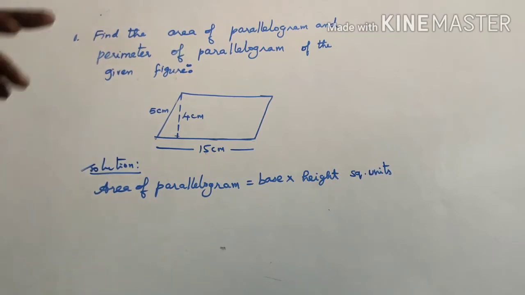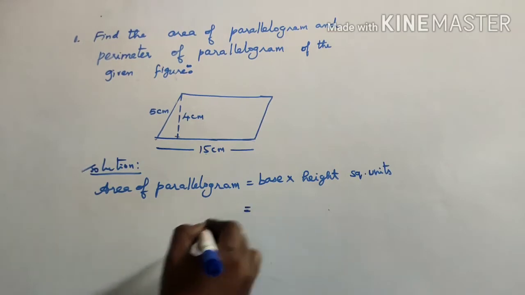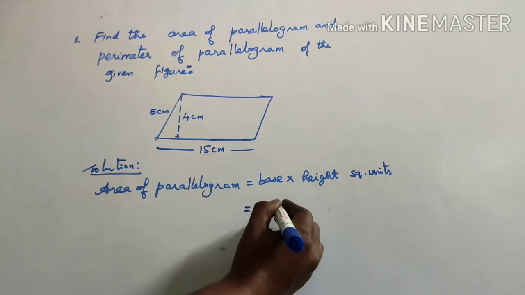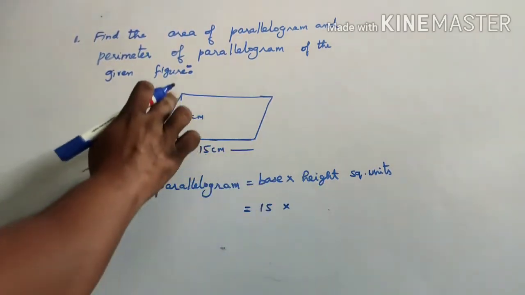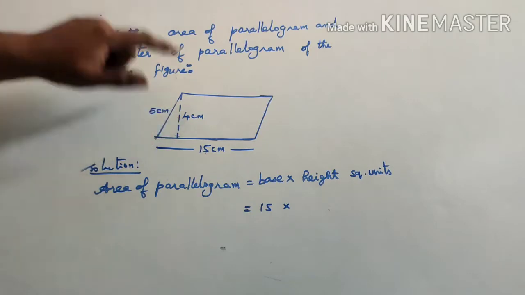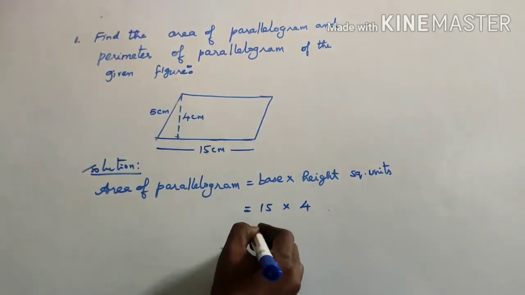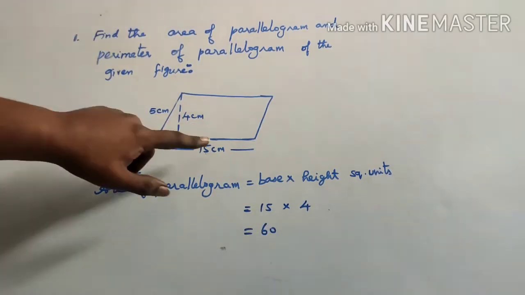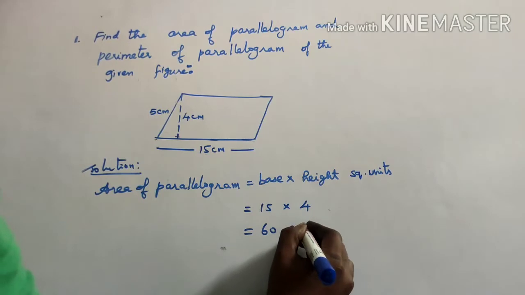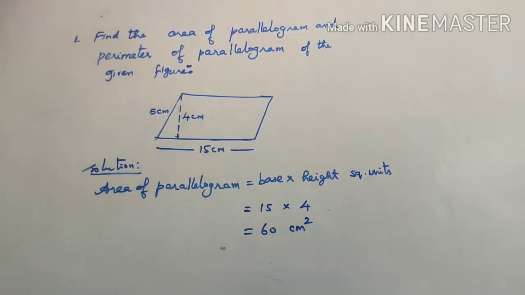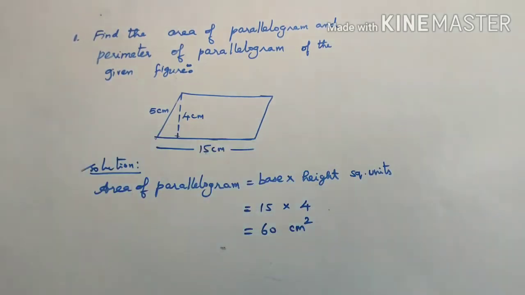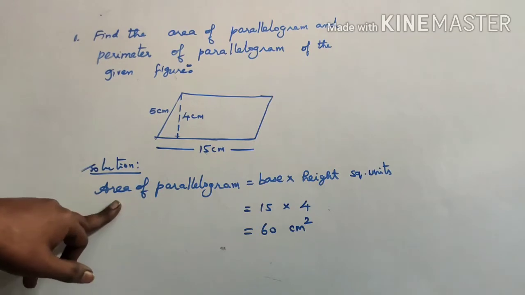Units you have to see from the question, what unit you have read. Now listen. This is base, so 15 centimeter, okay, you write just 15. Into height, this is height. Okay, height is what? 4 centimeters, so you write 4. Just multiply. 15 into 4, 60. And what is the unit? Centimeter is the unit. So you just multiply and put the unit centimeter square. Okay, 15 fours are 60 and you have to put square units only, 60 centimeter square, because you are finding area.